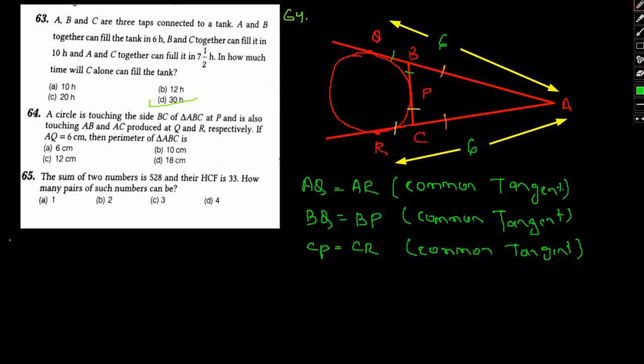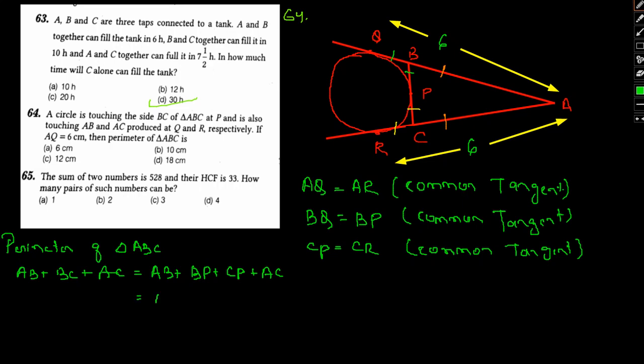Okay, so perimeter of triangle ABC can be given as AB plus BC plus AC. Okay, so this can be written as AB plus BP plus CP plus AC. Okay, yeah, this can be written this way.